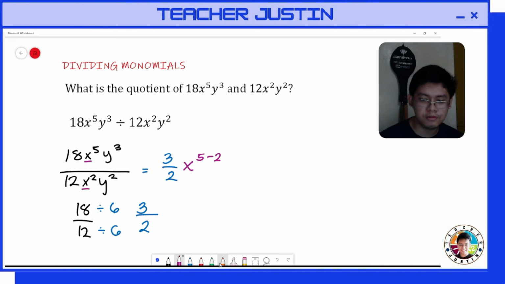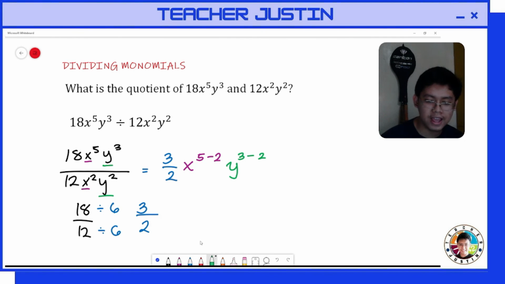Now, let's proceed to the variable y. Same procedure. y raised to 3 divided by y raised to 2. So, copy the variable y and then subtract the exponent. So, we have here 3 minus 2.